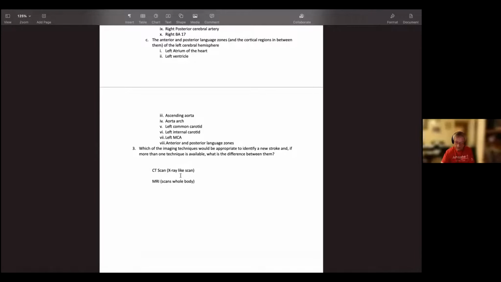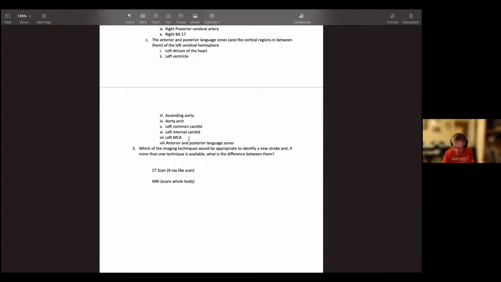Left common carotid. Right? Yeah, left common carotid. And then that goes to the left internal, the internal carotid, and then that goes to the left MCA. Basically, here's the deal on that left MCA. It goes to the whole side of the cerebrum, and that includes the anterior and posterior language zones, and everything in between.